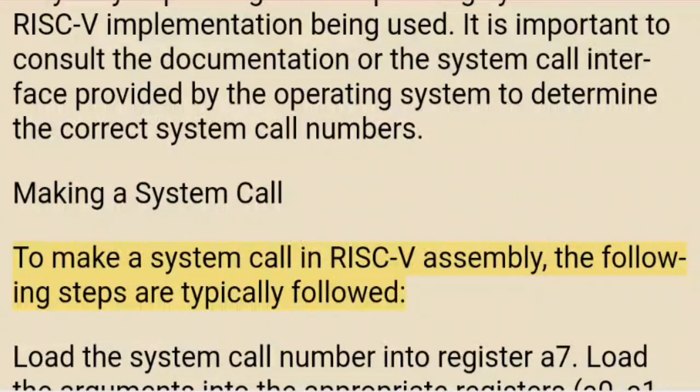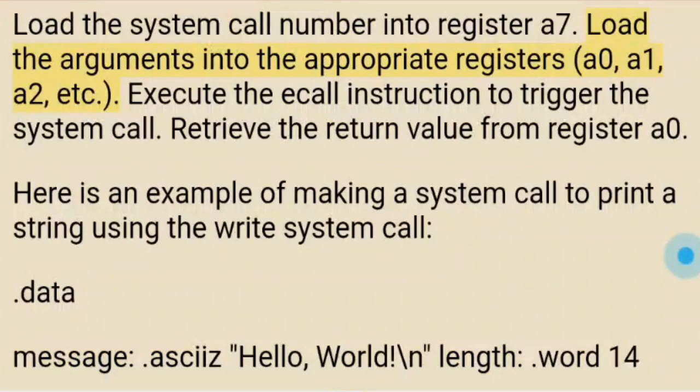Making a system call. To make a system call in RISC-V assembly, the following steps are typically followed. Load the system call number into register a7. Load the arguments into the appropriate registers a0, a1, a2, etc. Execute the ecall instruction to trigger the system call. Retrieve the return value from register a0.